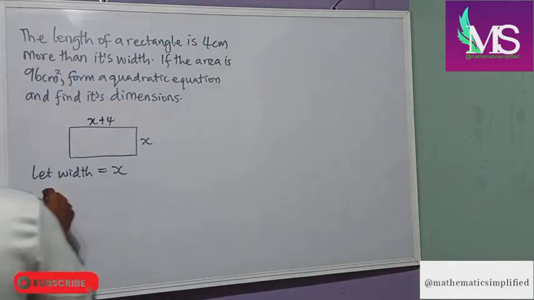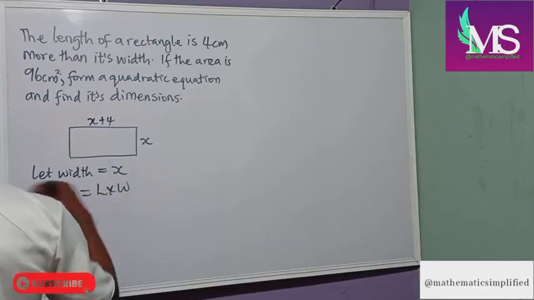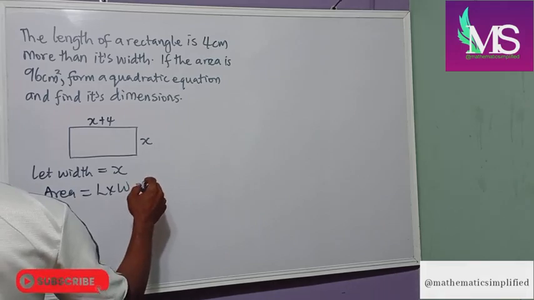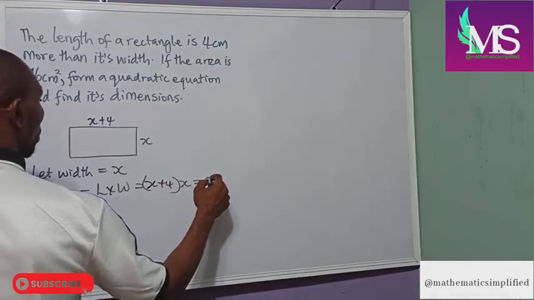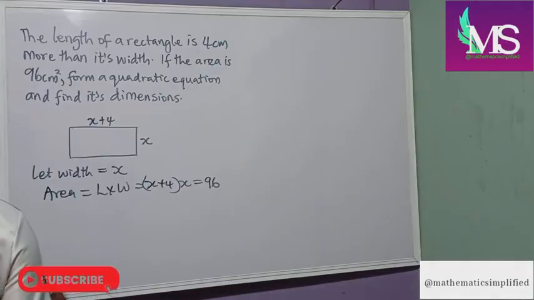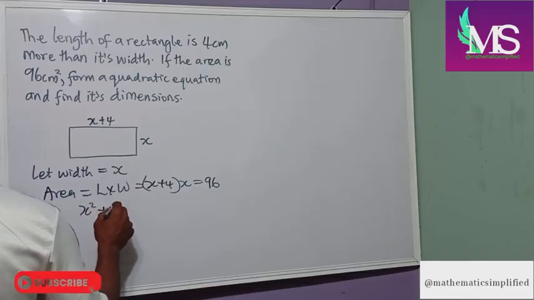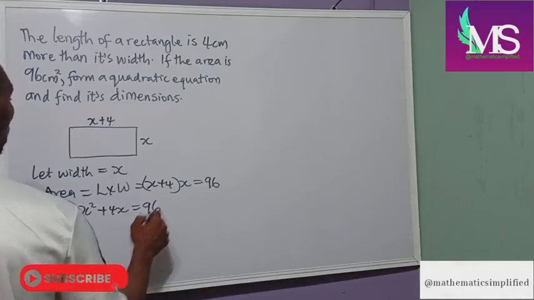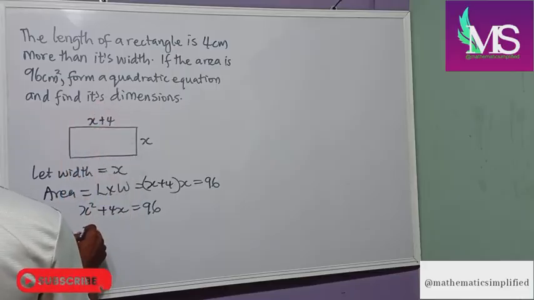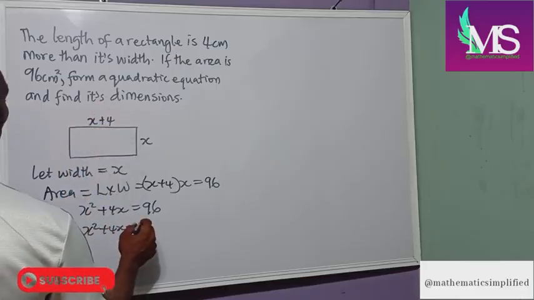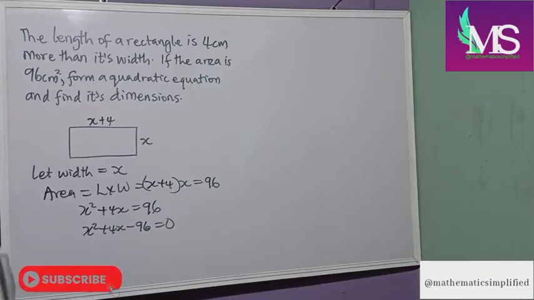Now we know that area equals length times width, which in this case is x plus 4 times x, which gives us 96. So we can say that this will give us x squared plus 4x equals 96. Now we can say our quadratic equation is already coming out. So this becomes x squared plus 4x minus 96 equals 0. Now this is our quadratic equation.